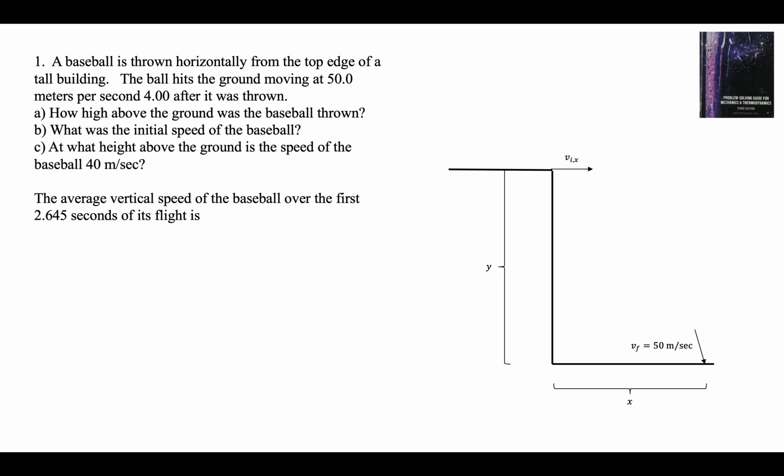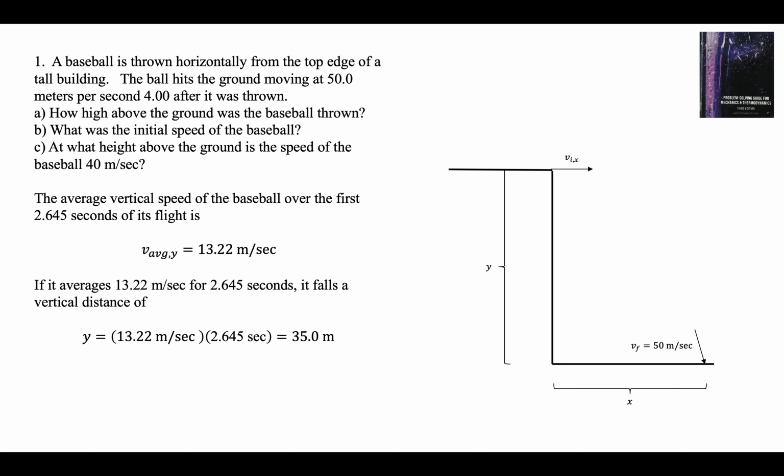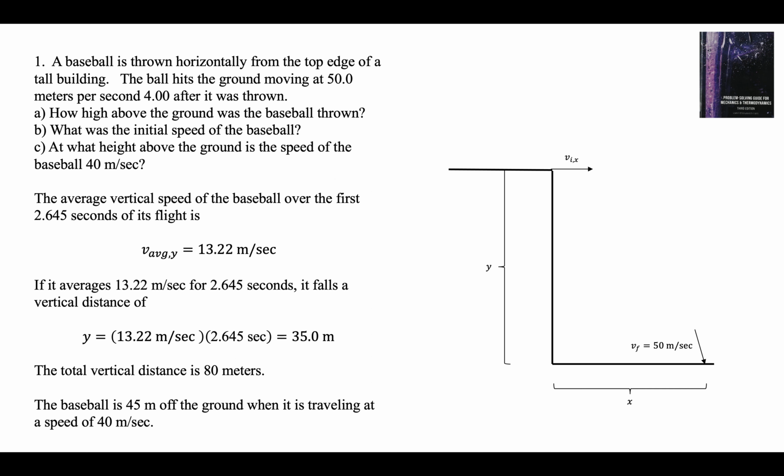2.645 seconds. The average vertical speed is 26.45 divided by 2, which is 13.22 meters per second. If it averages 13.22 meters per second for 2.645 seconds, it falls a distance of 35 meters. So it fell 35 meters. The height of the building is 80 meters, which means it's still 45 meters off the ground. That's the answer to part C.